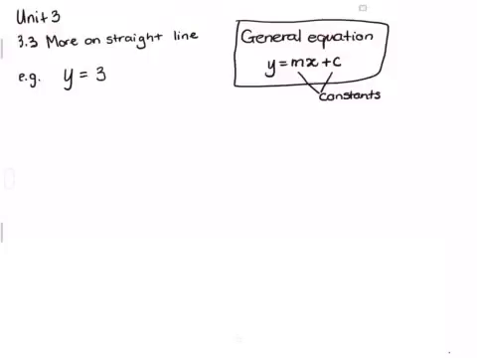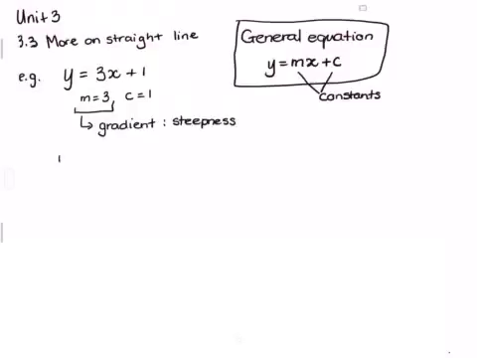If I write y equals 3x plus 1, then the m equals 3 and the c equals 1. Now the m part tells us a bit about what the line will look like. The m part is called the gradient, which you can also think of as steepness. How steep is the hill that I'm going up or down?